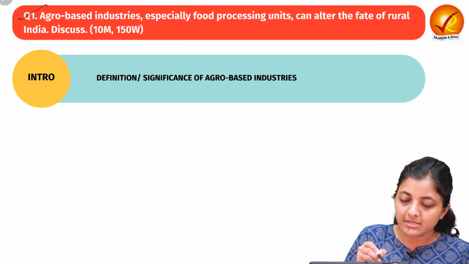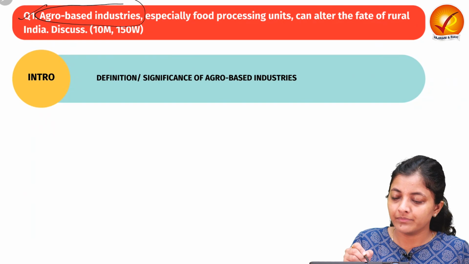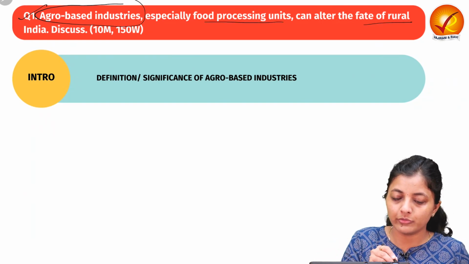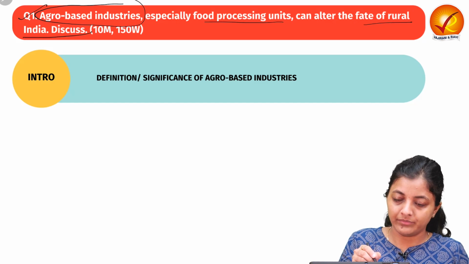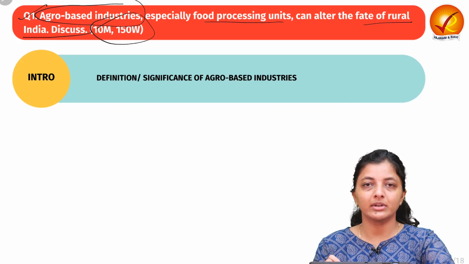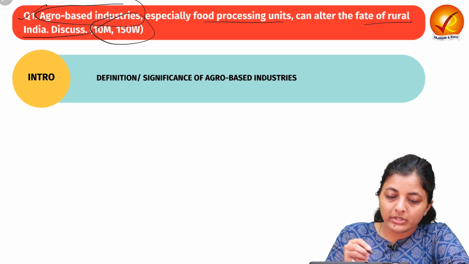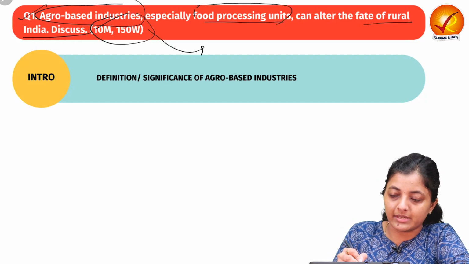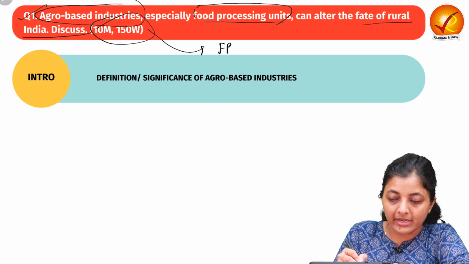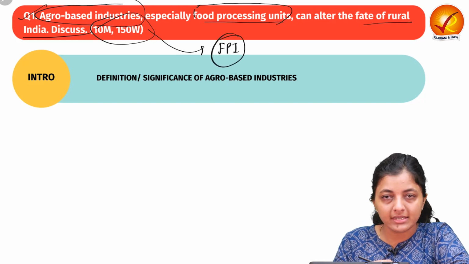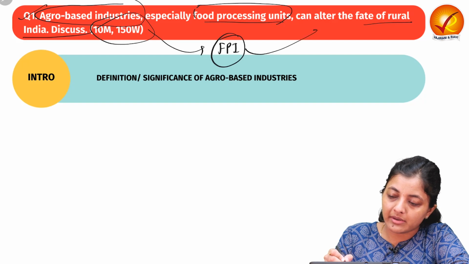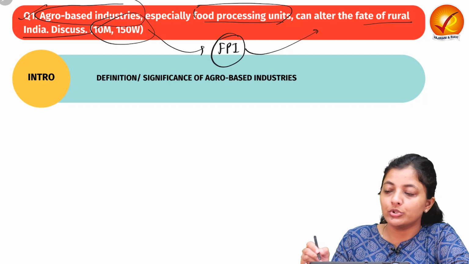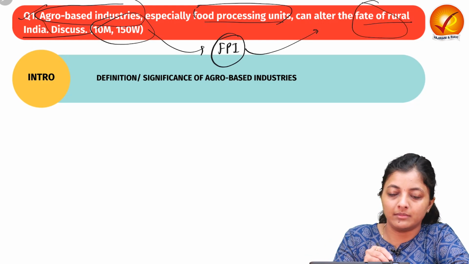The first question is agro-based industries, especially food processing units, can alter the fate of rural India. Discuss. It's a 10-marker question and we have to write in 150 words. So the question is asking about the agro-based industries, especially food processing industries. So you can write in introduction about the food processing industries, or you can relate it with how this food processing industries have the potential to change the rural structure.